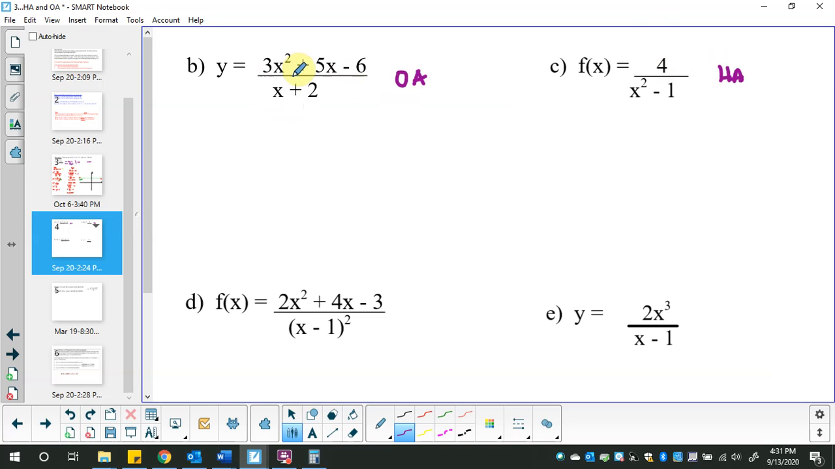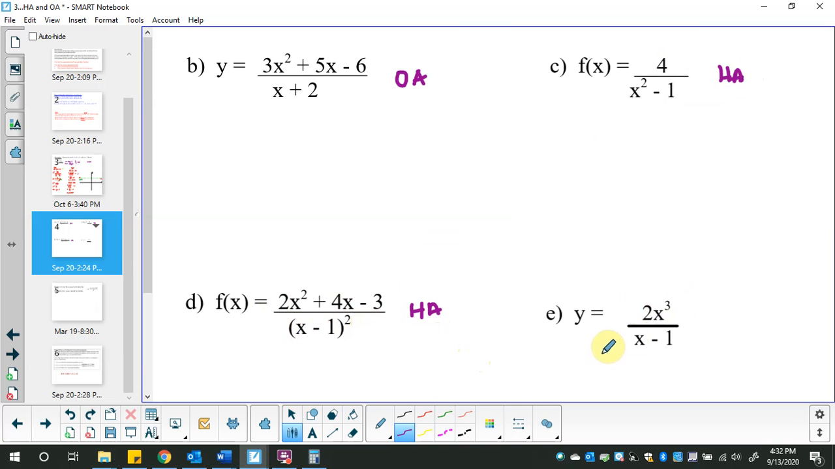So with this question, your top degree is 2, your bottom degree is 1. That is a difference of 1. That makes an oblique asymptote, especially since the top is bigger than the bottom. The top is not bigger than the bottom here. This is 0, this is 2. That automatically makes a horizontal asymptote. This one, 2 on the top, 2 on the bottom. That makes a horizontal asymptote because they are the same.